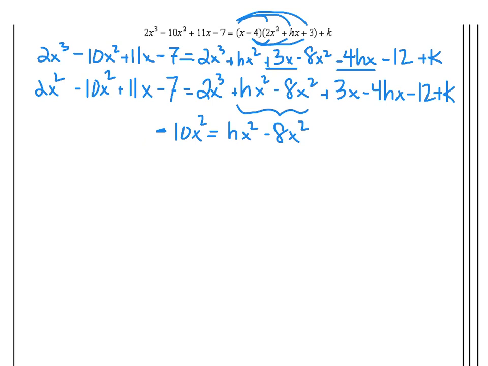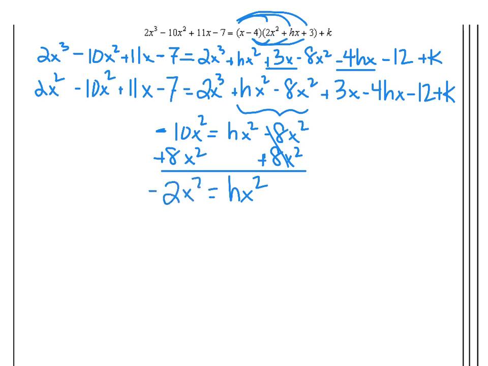Okay. So basically, what I would probably do is just add my 8x squared over, that's a plus sign, sorry, and add my 8x squared over, and you will see that hx squared would have to be negative 2x squared. So do you see now that my h has to be negative 2? H has to be negative 2.